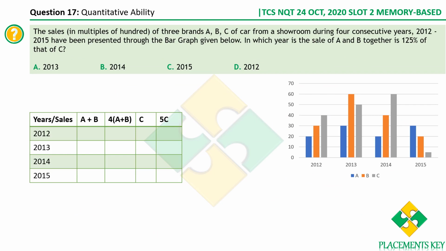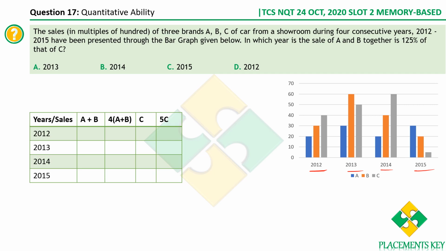The sales, in multiples of 100, of three brands A, B, C of car from a showroom during 4 consecutive years. So we have 2012, 2013, 14, 15. Blues are the sales of A, oranges are the sales of B, and this color is the sales of C. Now for the 4 consecutive years it's been given.